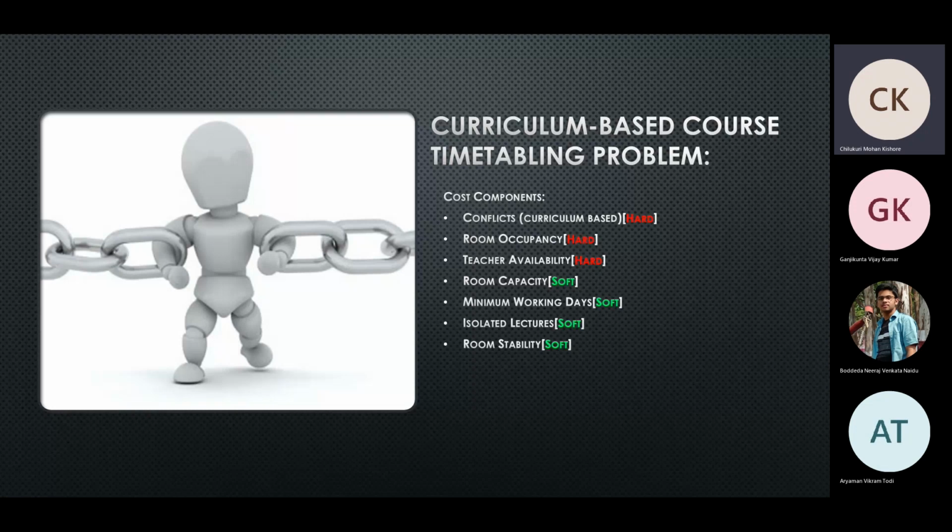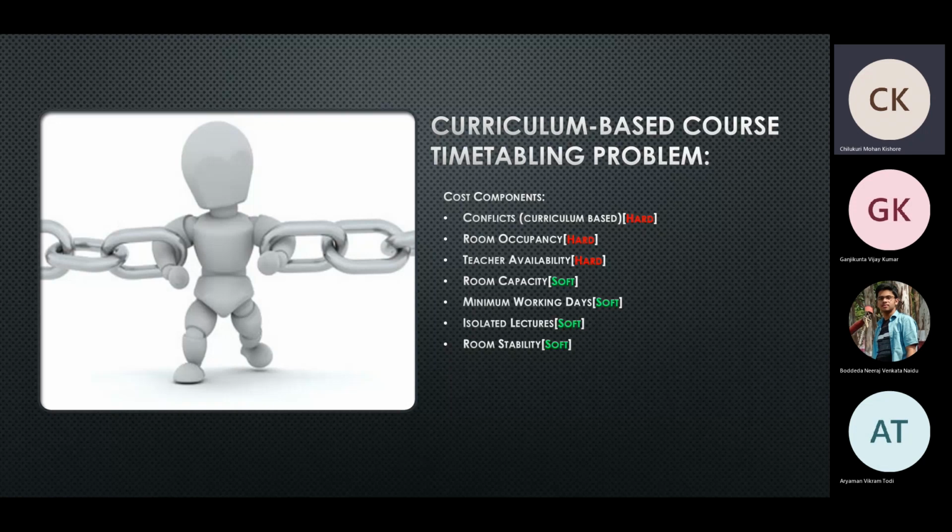The second one is room occupancy. That is, two rooms cannot be occupied at the same time. It is a hard constraint. The third one is teacher availability. That is, a teacher can declare that they are not available on certain days. So if they are not available, they cannot be scheduled. It is also a hard constraint. The fourth constraint is room capacity. This is a soft constraint because the number of students is just an estimation.